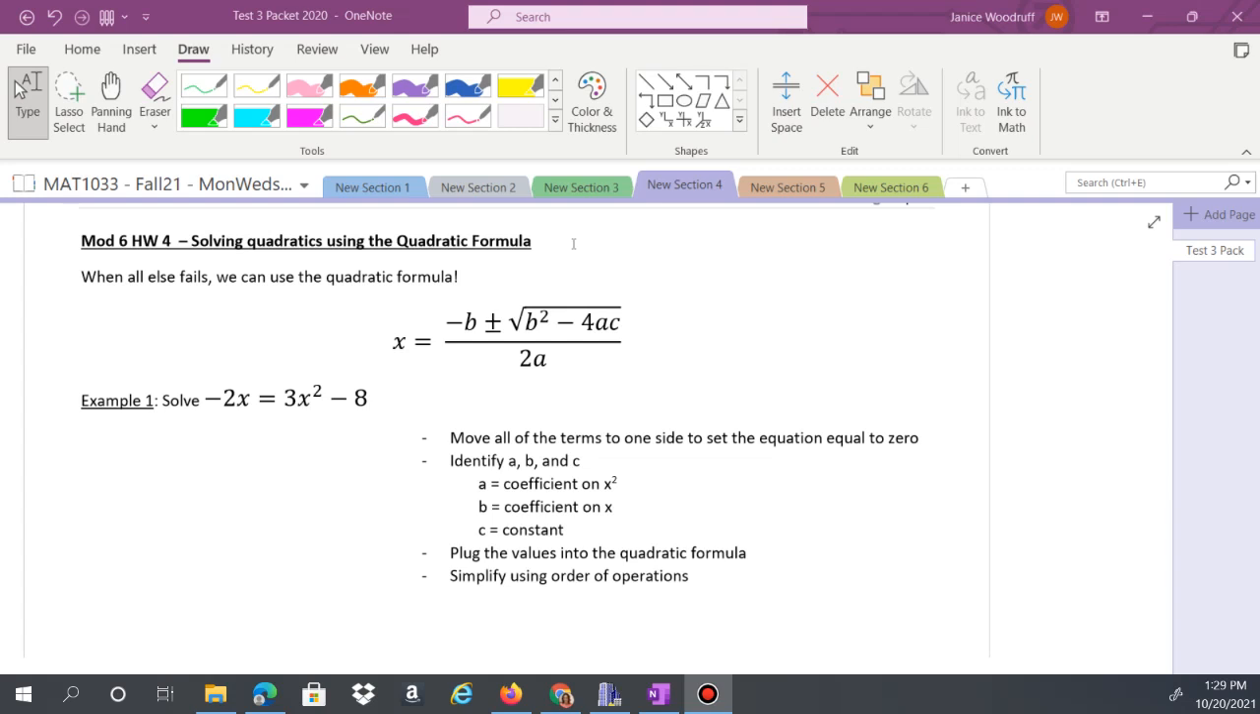How many of you have seen this before? Okay, you have to memorize this. Negative b plus or minus the square root of b squared minus 4ac all over 2a.